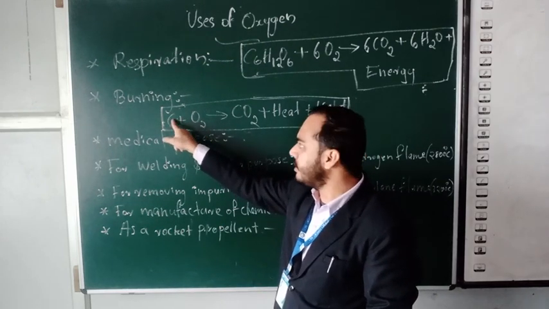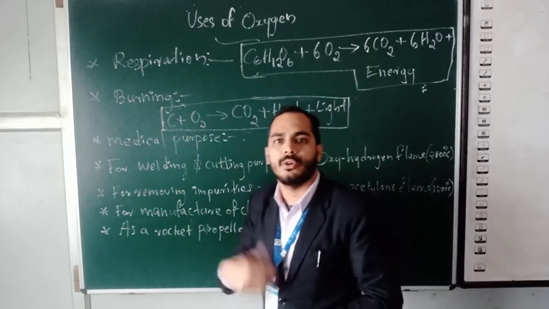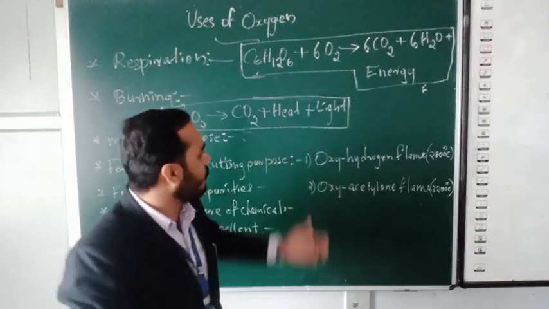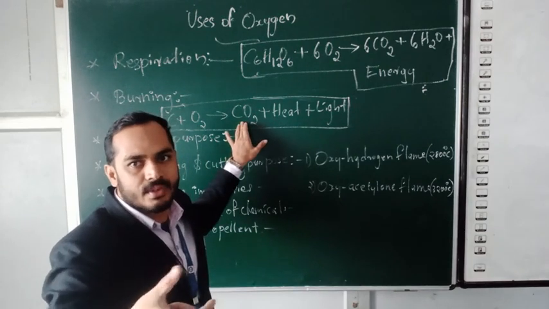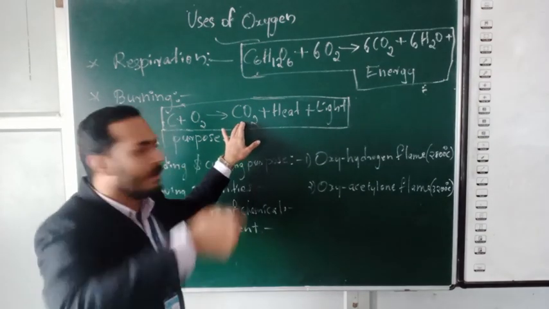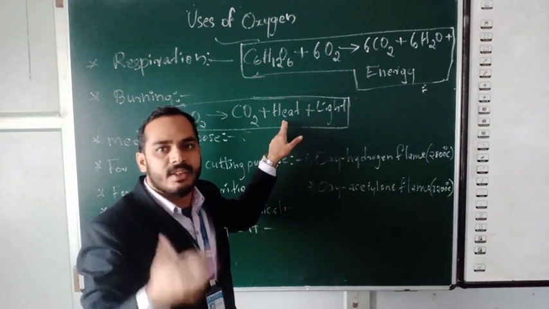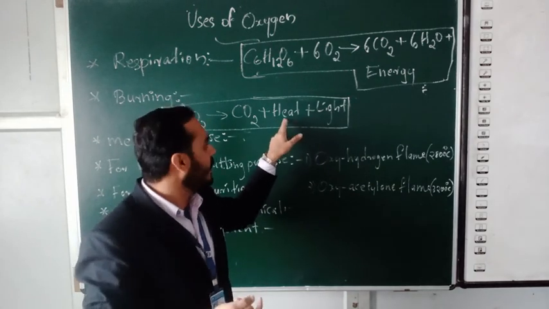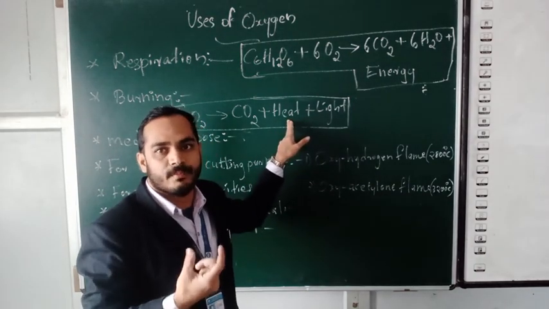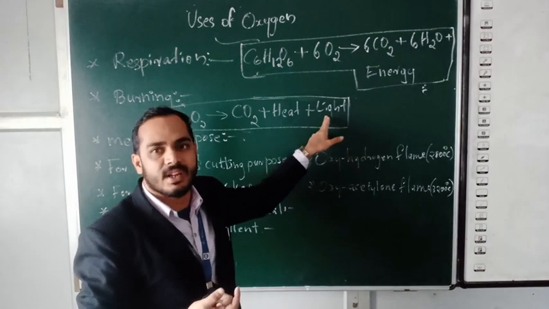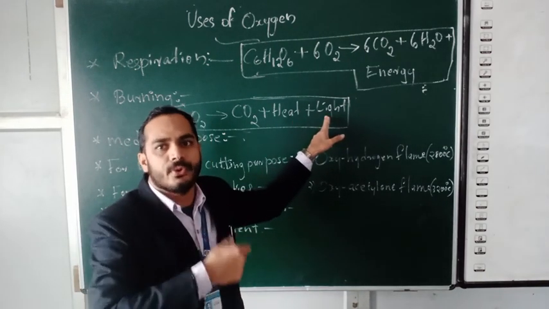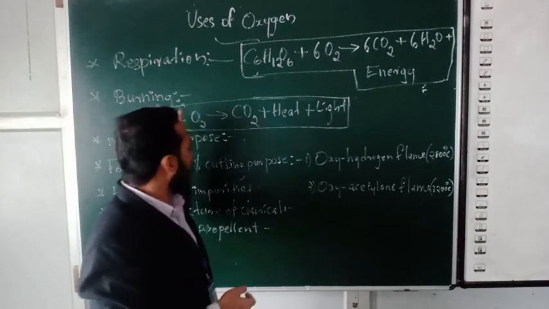The reaction between the coal and the oxygen forms some byproducts. The first product is carbon dioxide, which is released during this combustion or burning process. At the same time, heat energy is also produced, which is easy to identify. And one more product is light energy, which is also produced during the burning process.